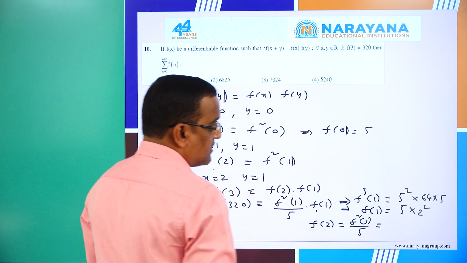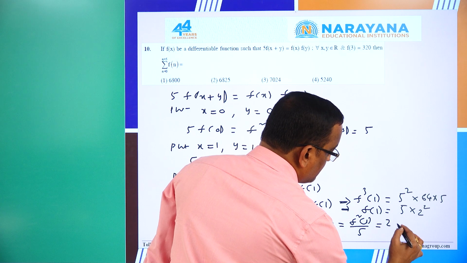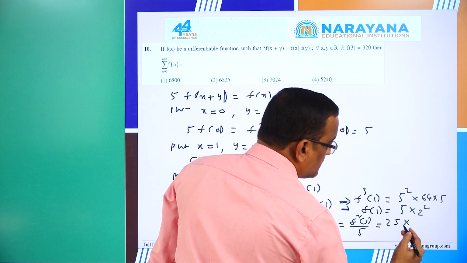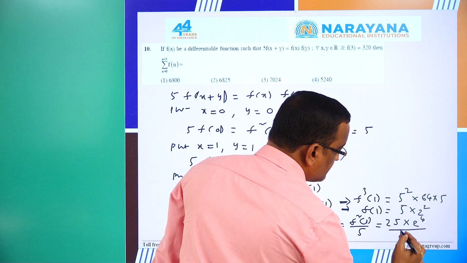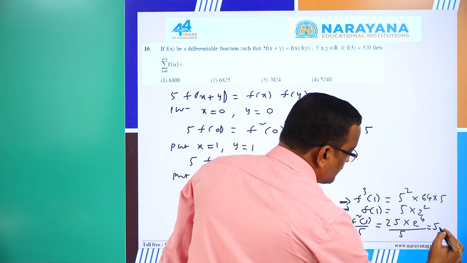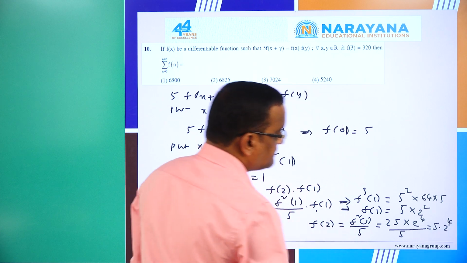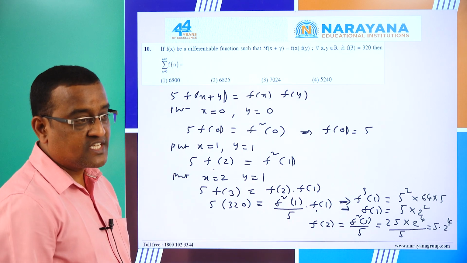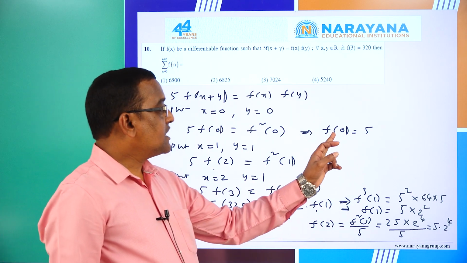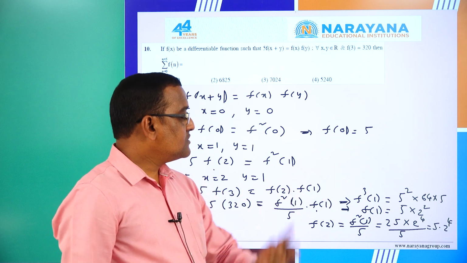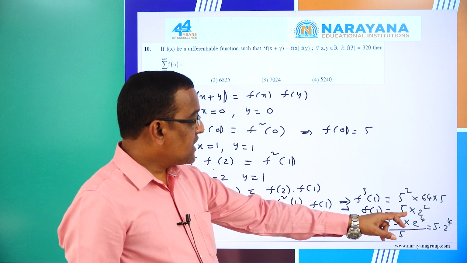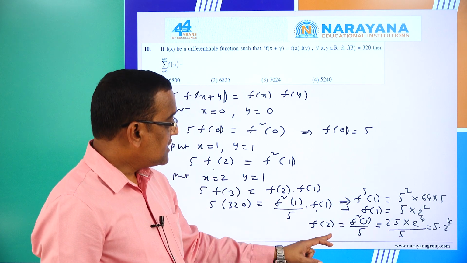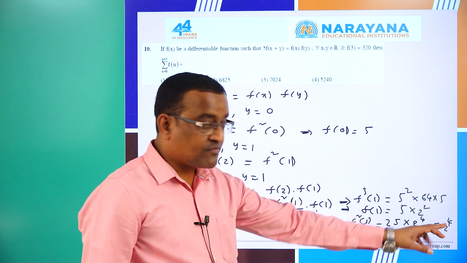F square 1 is 25 into 2 power 4 by 5, so it is 5 into 2 power 4. Observe the symmetry here. F of 0 is 5 into 2 power 0, F of 1 is 5 into 2 square, F of 2 is 5 into 2 power 4.